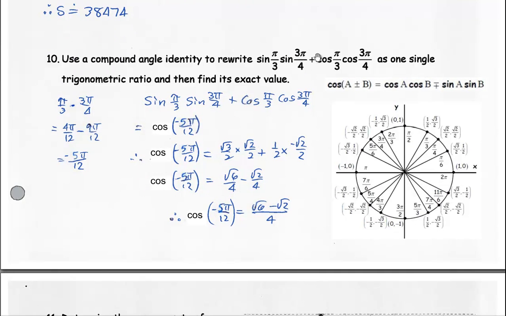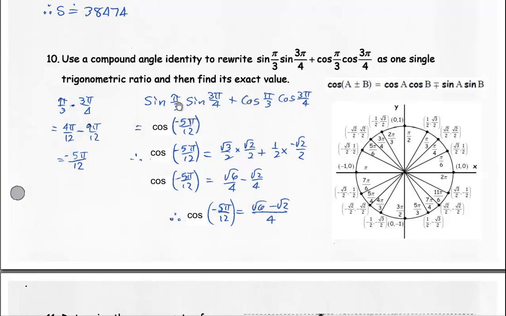For question number 10, it says use a compound angle identity. Rewrite this as one single trig ratio and then find its exact value. And so we look for the trig ratio that has like sine, sine, cos, cos, and that's the cosine one. The cosine of a minus b, actually. And so notice cos A minus B would be cos A cos B and then plus sine A sine B. So notice the sine is first. So because they're added, you could write the sine A sine B and then plus the cos A cos B second. You could rearrange this and that would be fine.